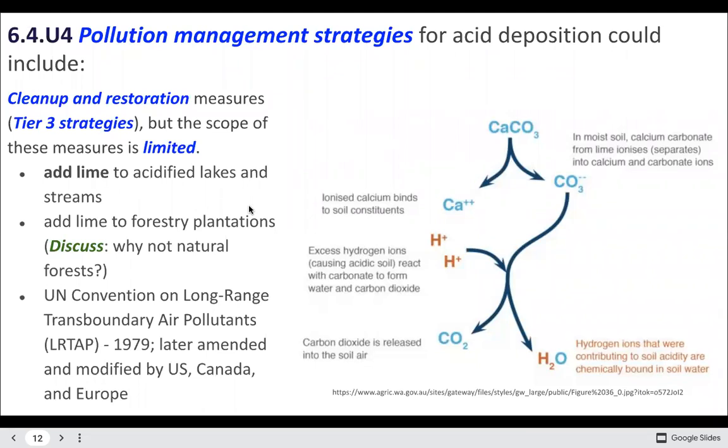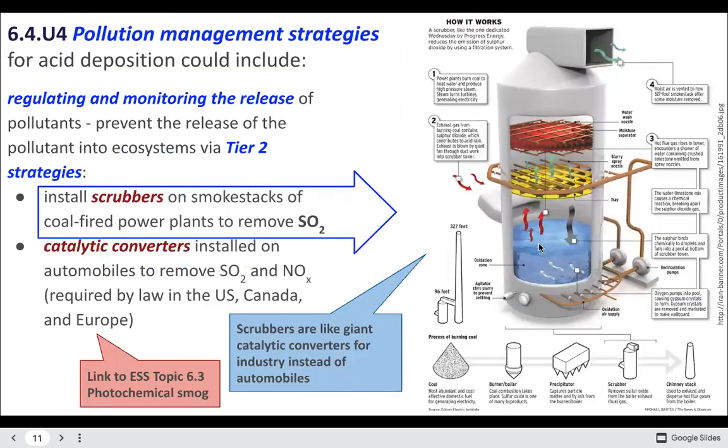We could look at tier 3 and try to clean up and restore ecosystems by adding lime to acidified lakes and streams. The lime is just calcium carbonate, literally limestone. So when your stomach is acidified because you had too many slices of pizza and you take some Tums, if you look at the ingredients of Tums, you might realize it's actually calcium carbonate. You're trying to lower the acidity of your stomach. So we're literally doing the same thing in the wild.